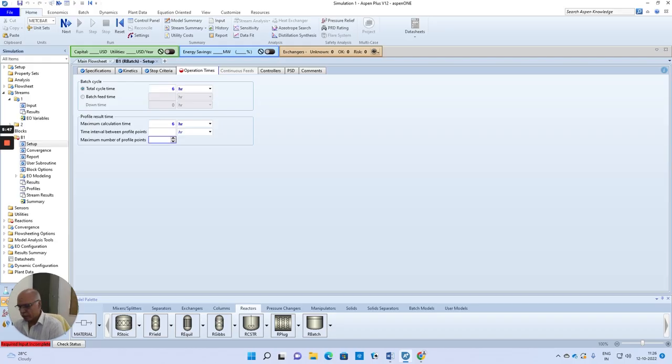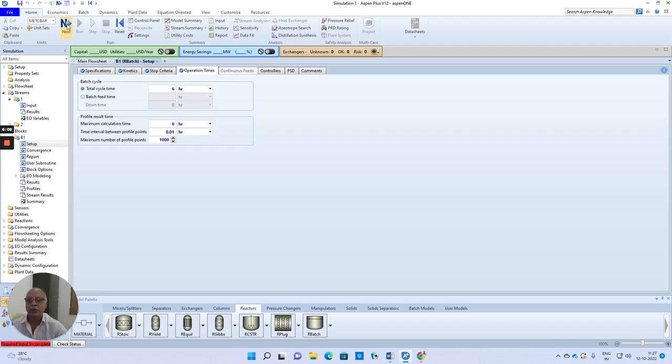And I would like to have quite a number of profile points. It's up to you. You can randomly choose this number. And what is the increment, the time interval between profile points. So we have addressed all this information. Of course, some information with respect to the kinetics also needs to be provided.